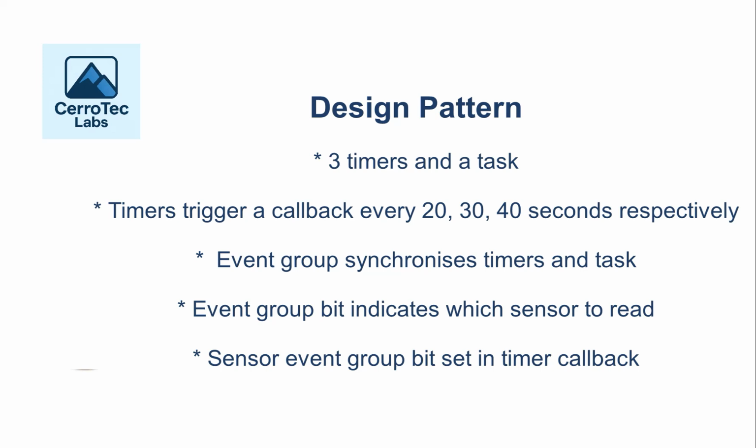Each timer is assigned a unique bit value which is used to set a bit in the event group. There are 3 bit values and a bit corresponds to a single sensor. On configuring a timer, the appropriate bit is assigned to it as a callback value. When a timer triggers, the bit is read by the timer callback method, the method sets this bit in the event group, and this causes the sampler task to resume execution. The sampler task checks the bit value to determine which sensor to read.